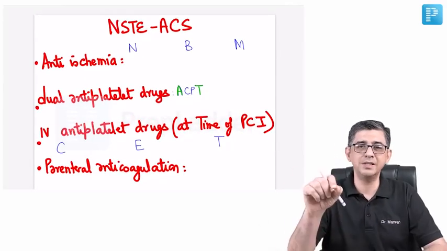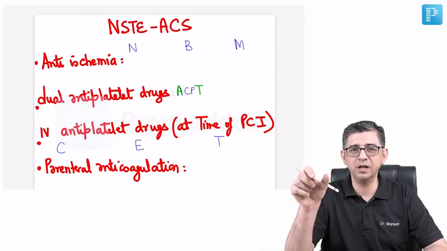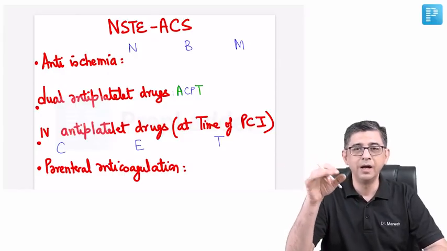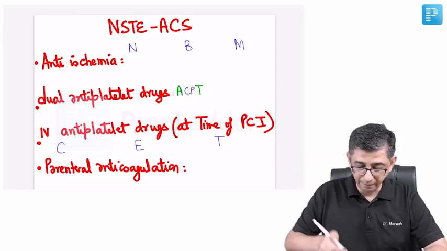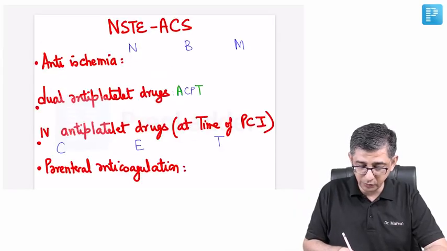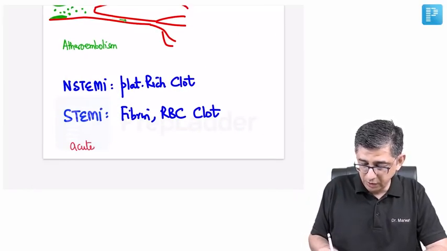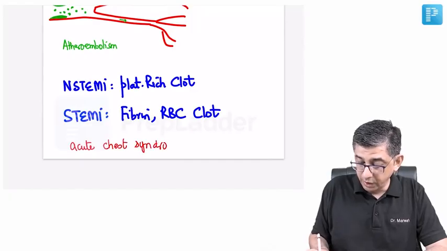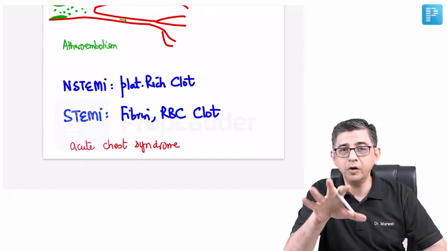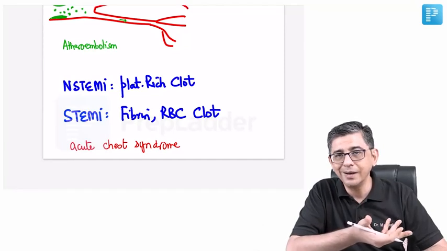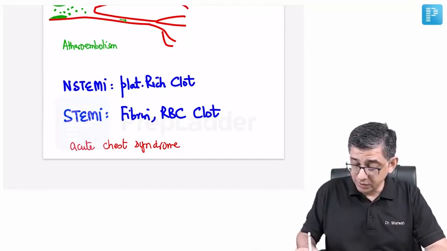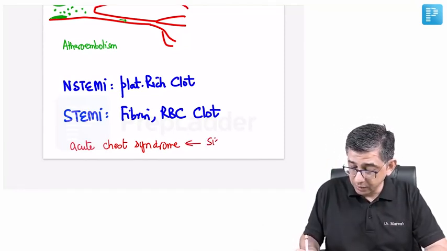It's written as NSTEMI, or it's written as non-ST elevation ACS. ACS means acute coronary syndrome. Do not confuse this with acute chest syndrome. In fact, I'll just use this slide to mention that once in the exam they used the word acute chest syndrome. I am teaching you acute coronary syndrome, every time I'm talking about coronary arteries, right? Acute chest syndrome is what you read with sickle cell anemia.